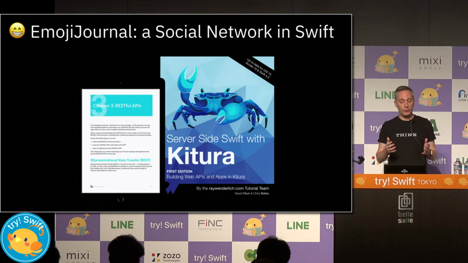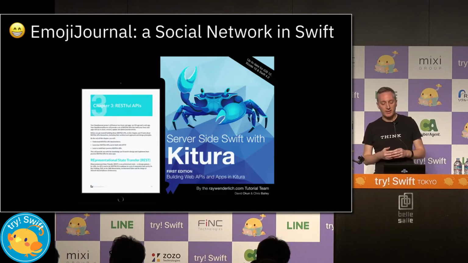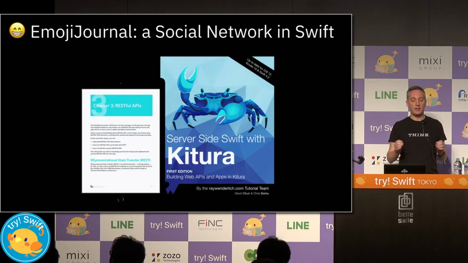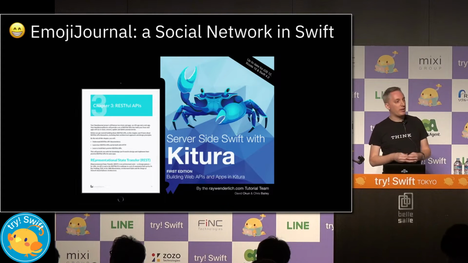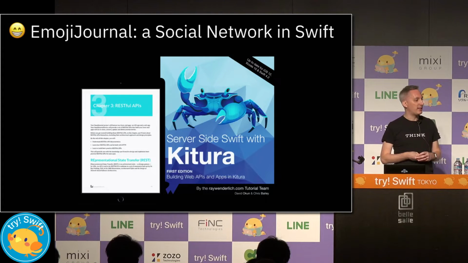The book takes you through building a complete Kitura application, including REST APIs with OpenAPI, a web front end, and an iOS app. The idea used through the book is Emoji Journal, a social network in Swift. It's really great to be here in Japan, the home of emoji, to show it to you. And here's David to see how it all works.